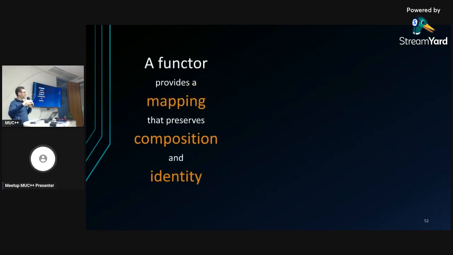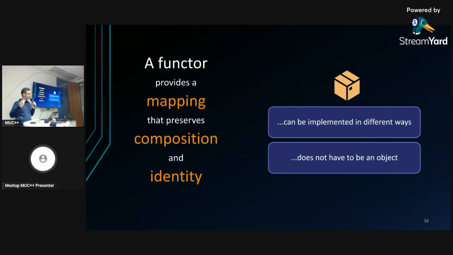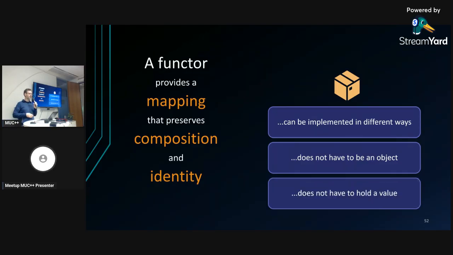So in summary, functors provide a mapping between categories, like from single items to vectors to optionals and to other things. And they have to preserve composition and identity. They can be implemented in different ways. We have seen two different ones. They don't have to be objects, although they will often be in practice, from the ones we know from the standard library, for example. They don't even have to hold the value. Our first functor didn't hold the value, and it worked just as well.